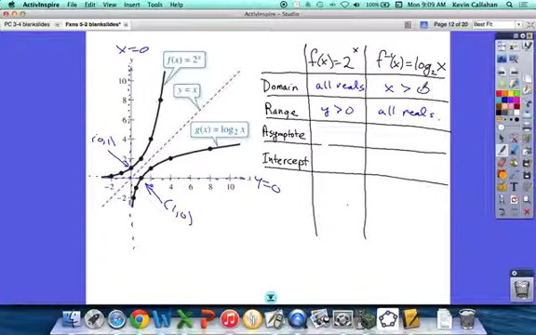Right? Asymptote, y equals 0 for the exponential, x equals 0 for a logarithm. Intercept, (0, 1) for an exponential, (1, 0) for a logarithm. Again, with respect to this line, which is going right to the middle, these two graphs are just flips across that line.